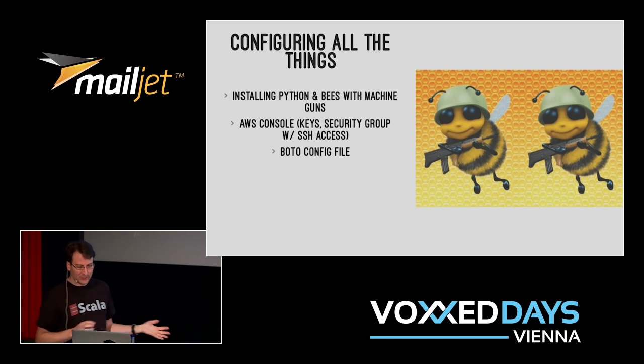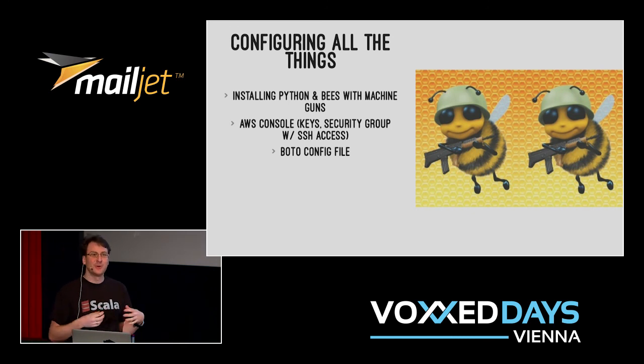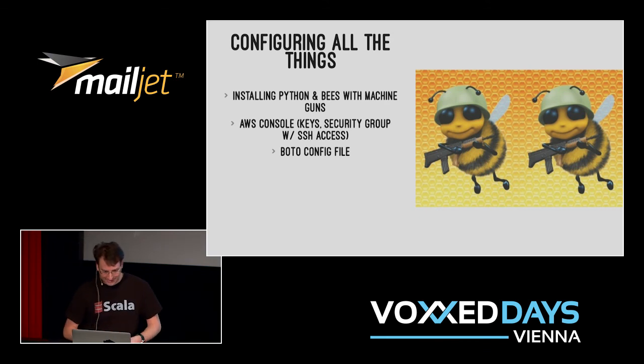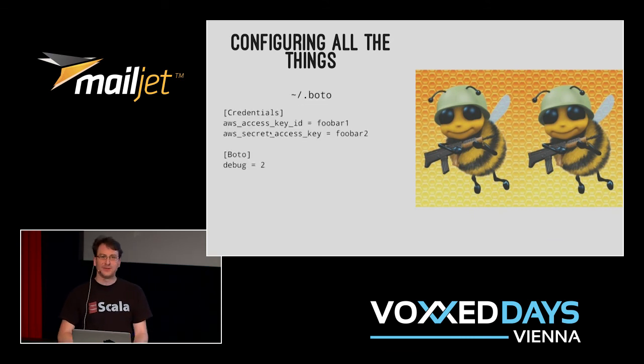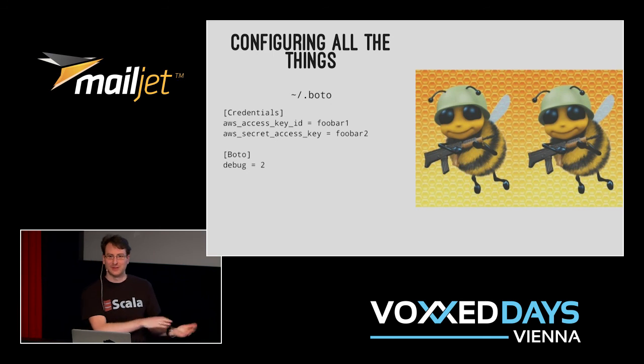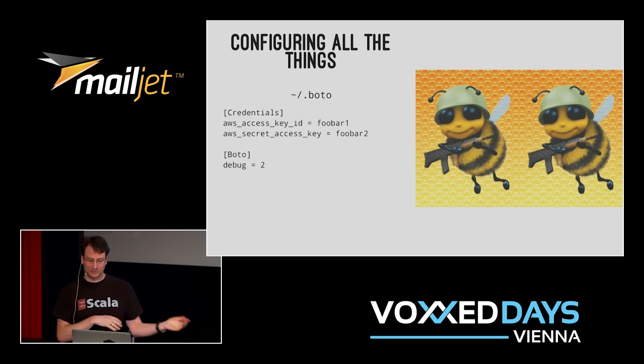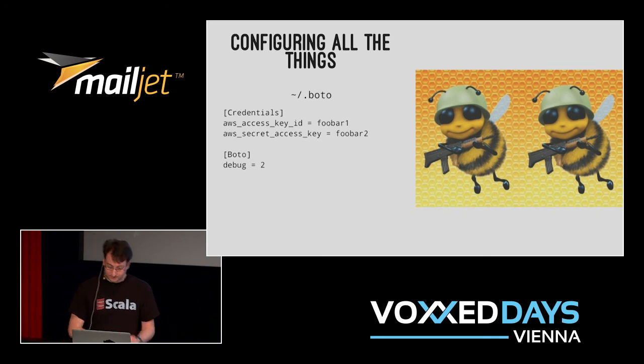So you have a Python script, and you hand over your AWS EC2 credentials to that script. And that sounds like a really bad idea. Yeah, it's a boto config file, so you sort of set this up. And my advice is, if you start playing with this, set the debug level to 2, because otherwise you end up spending a lot of time wondering why it doesn't work, if it doesn't work.